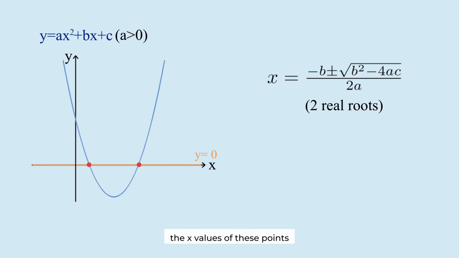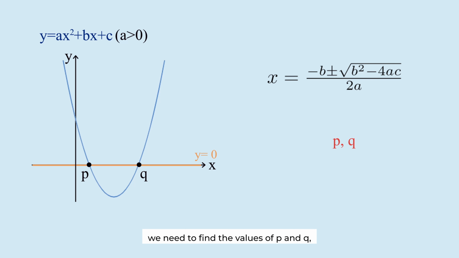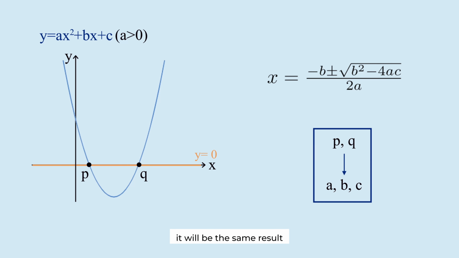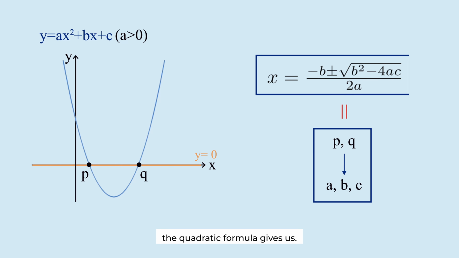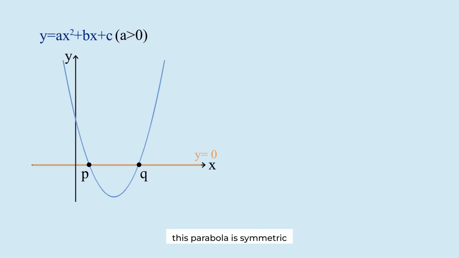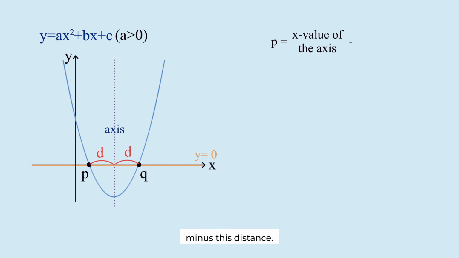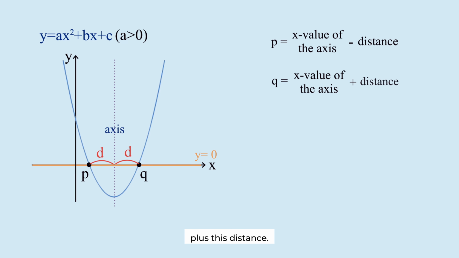The x-values of these points are p and q, with q being greater than p. We need to find the values of p and q, which are expressed in terms of a, b, and c. It will be the same result the quadratic formula gives us. This parabola is symmetric about this axis, so these 2 points are also symmetric around this axis. This length and that length are the same. P is the x-value of the axis minus this distance. Q is the x-value of the axis plus this distance.